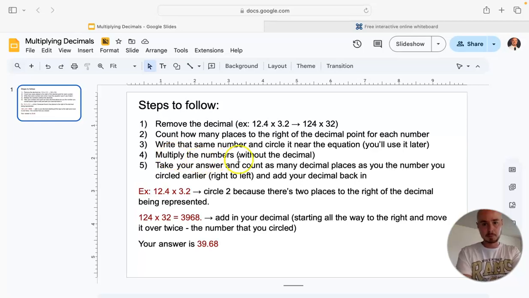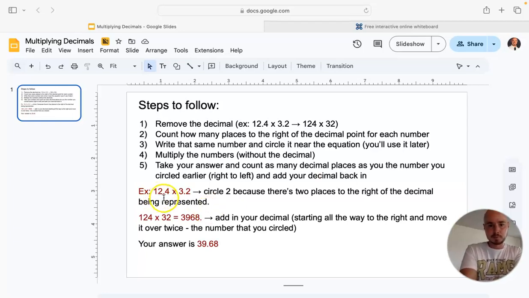I'll multiply the numbers without using the decimal. So 124 times 32, and then finally, you'll take that answer that you found for 124 times 32, and you're going to start all the way to the right and move your decimal place however many you circled. So for instance, we said 2 spaces is how many times we need to move it.